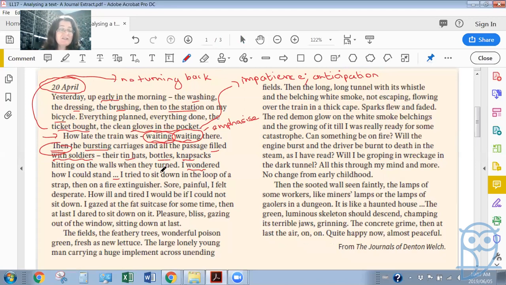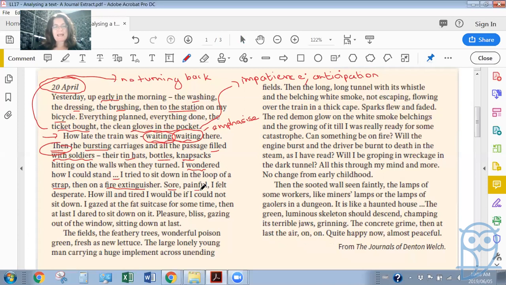I tried to sit down in the loop of a strap. Okay, so there must have been some sort of strap that could be sat on. Instead of a seat, there's maybe a strap. Then on a fire extinguisher, so the loop of the strap wasn't quite enough to hold this person, and so it possibly wasn't for sitting. Then on a fire extinguisher, also not a great idea.